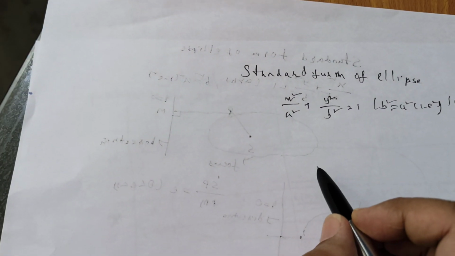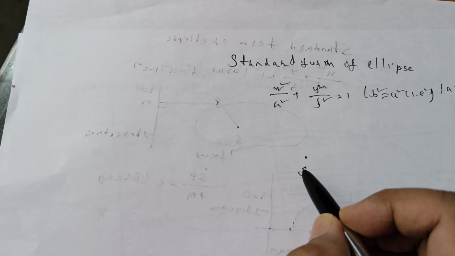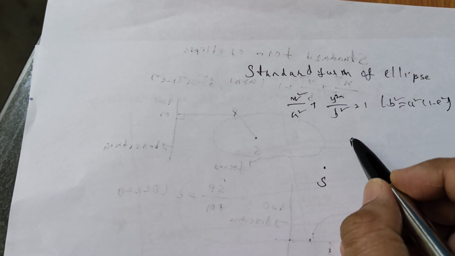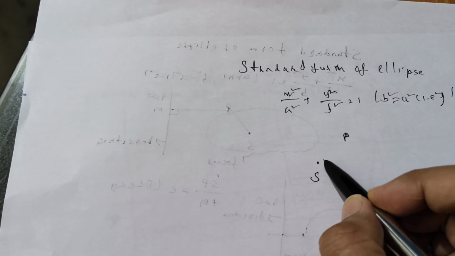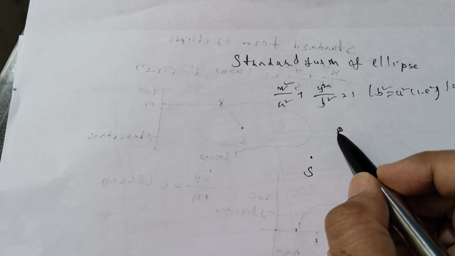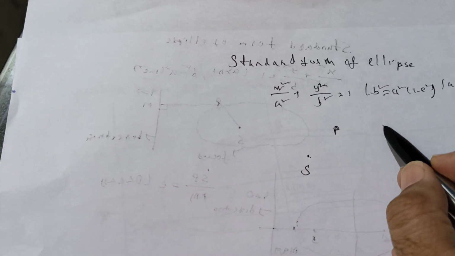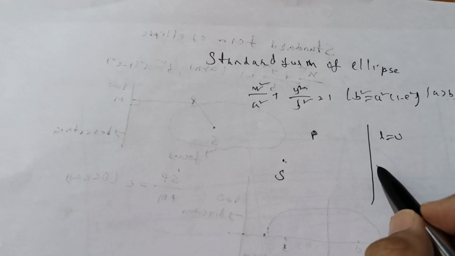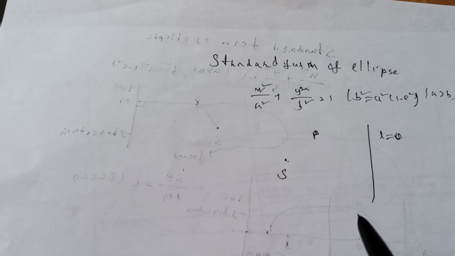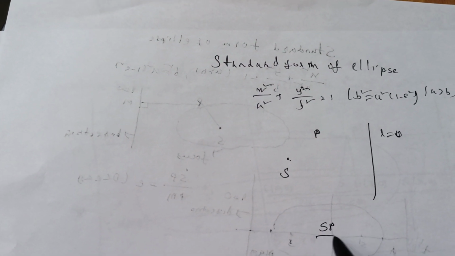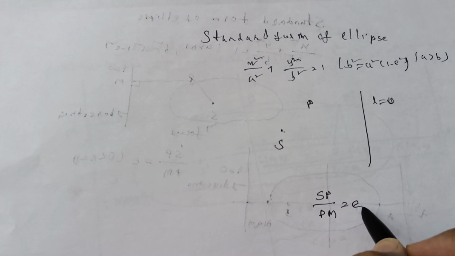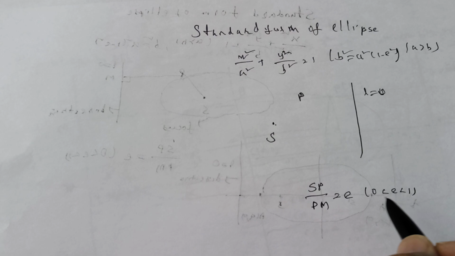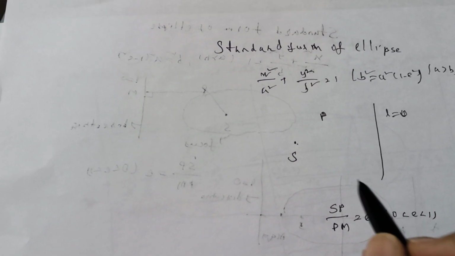What does the ellipse definition say? The locus of a point P whose distance from a fixed point S unto the fixed straight line L is equal to 0, is in the constant ratio E, that means SP by PM is equal to E, where E lies between 0 and 1, that means E is less than 1, is called an ellipse.